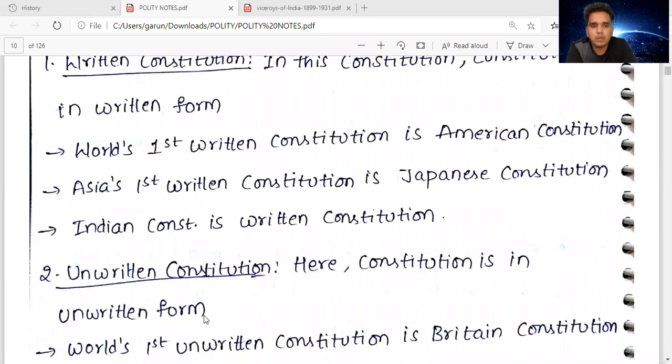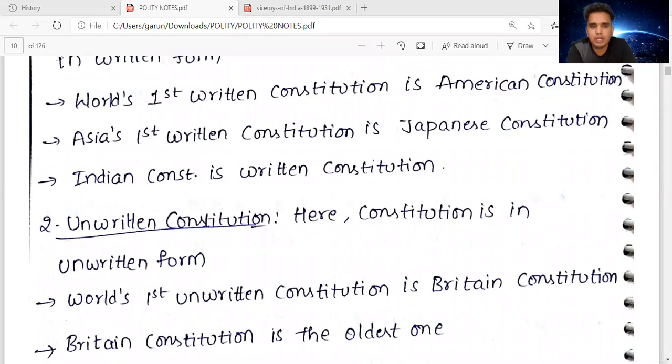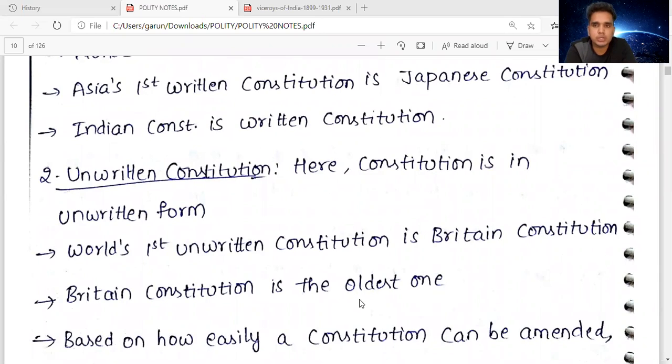Unwritten constitution is in unwritten form. The world's first unwritten constitution is the British Constitution, and it is the oldest one because Britain always worked according to its constitution, and they always showed the world that India is not a slave country. They said they were here to increase the intellectual powers, the thinking ability, of the people of India, who were illiterate, and to make them literate. Britain showed that they were here for economic development, intellectual development, education and infrastructure.